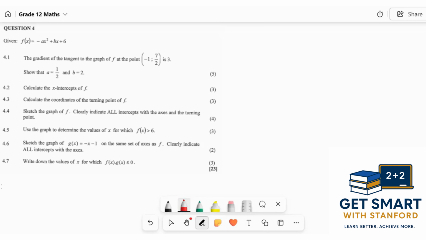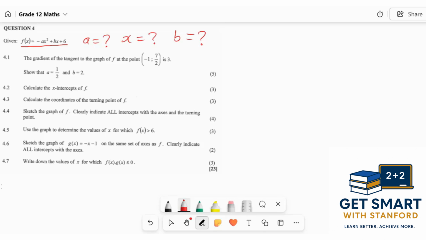Here we are given a function. There is the function f of x equals minus ax squared plus bx plus 6. So we've got a lot of unknowns here. We've got a, which we don't know as yet. We've got x, which we don't know yet. And we also have b, which we also don't know. So we need to calculate and find out those variables.